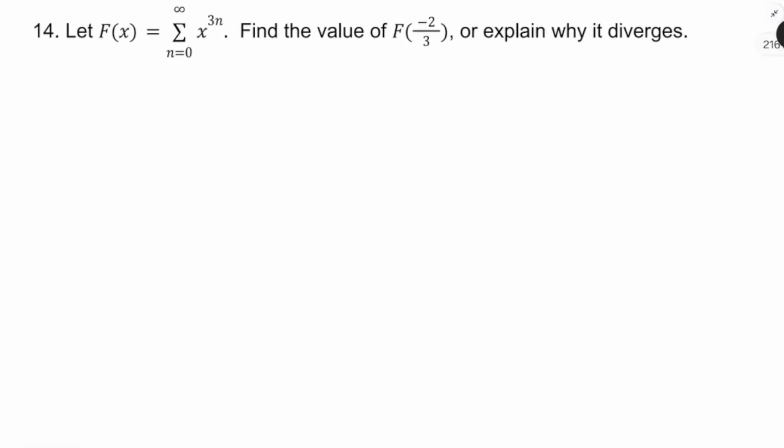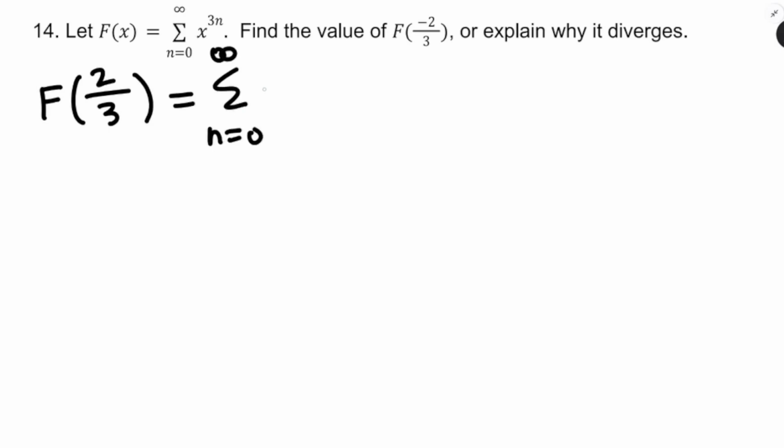F of x equals the sum from 0 to infinity of x to the 3n. Find the value of F at negative 2/3, or explain why it diverges. Well, I'm just going to write out some terms first. F of negative 2/3 equals the sum from n equals 0 to infinity of x to the 3n, where x has been replaced with negative 2/3.